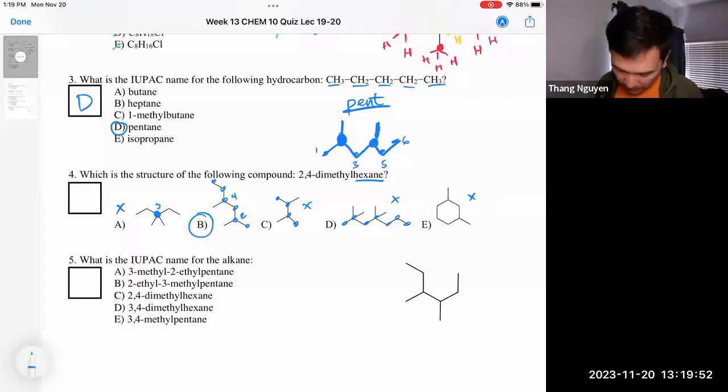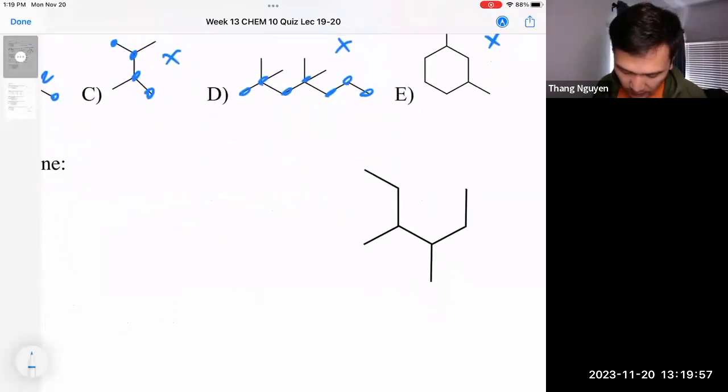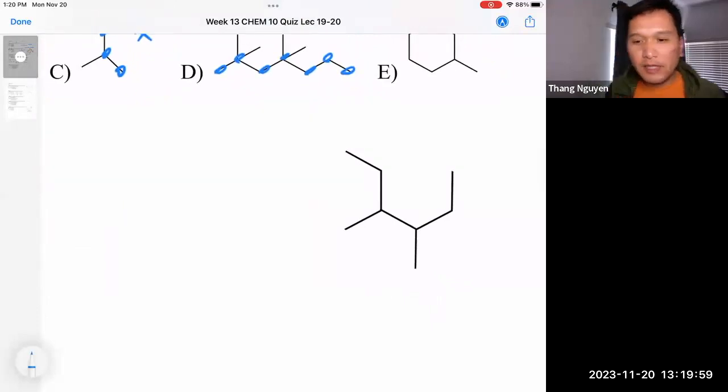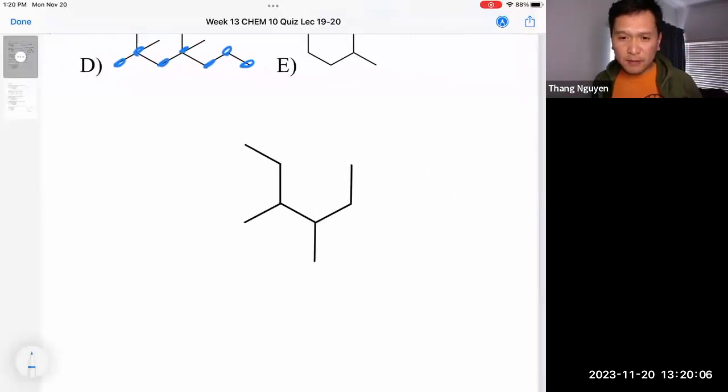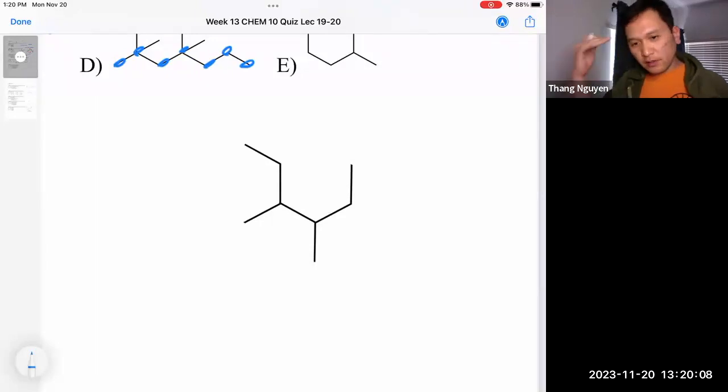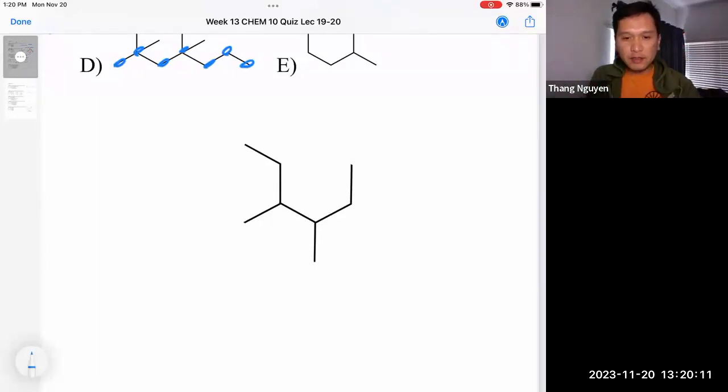Okay, let's do number 5 and see if I have any more questions for nomenclature. So the tricky part about naming a molecule, if you're just given a structure, is you have to follow the steps that are provided for you. The first step is finding the longest chain, meaning that if you can trace the carbons without lifting up your pencil, how far can you go? That will be your longest chain.